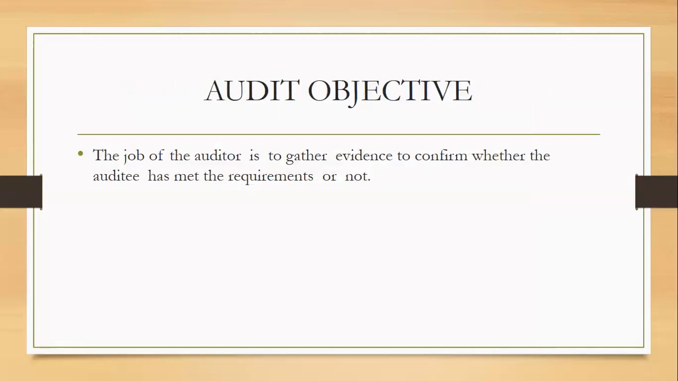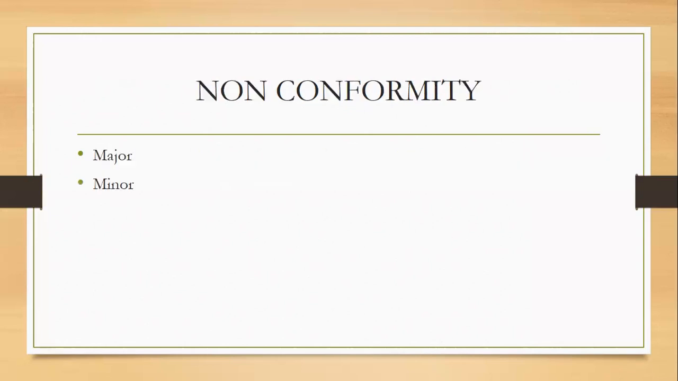Like I've said, the audit objective is to gather evidence to confirm whether the auditee has met the requirements or not. The non-conformities we raise are basically two: major or minor. A major non-conformity means a particular requirement was not met at all. Maybe what was done did not even scratch the surface of that requirement. Then we have a minor non-conformity, which means there's a partial fulfillment of the requirement. It's partial, not fully implemented.